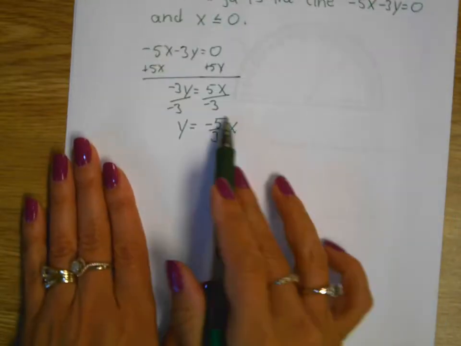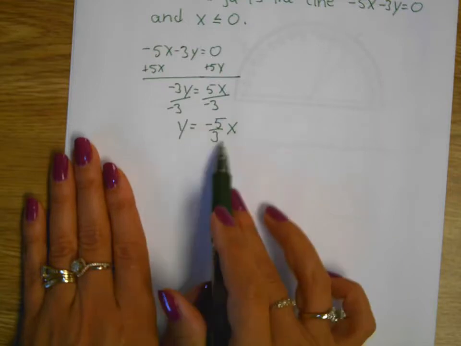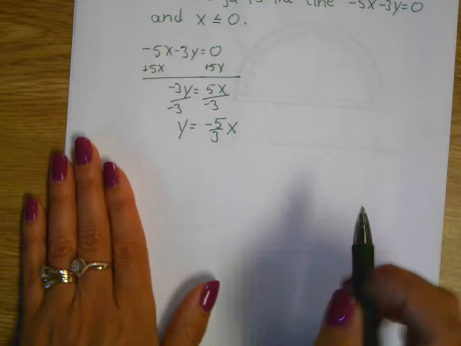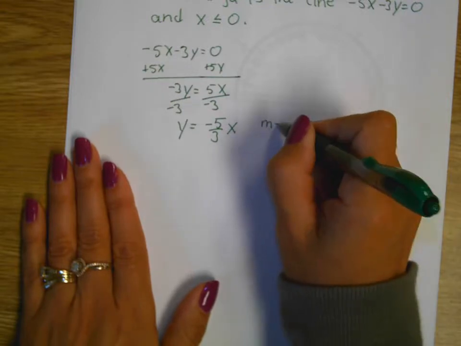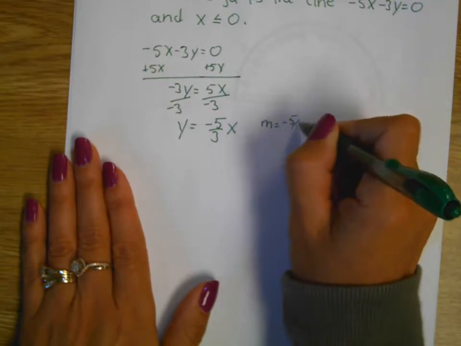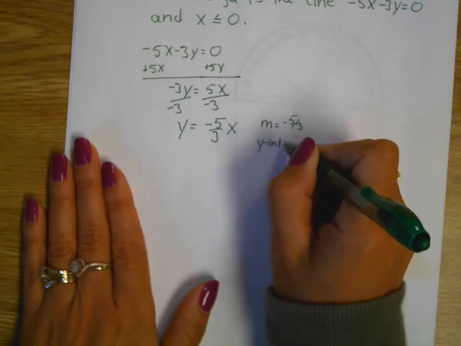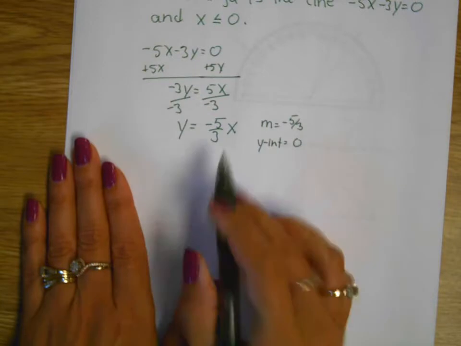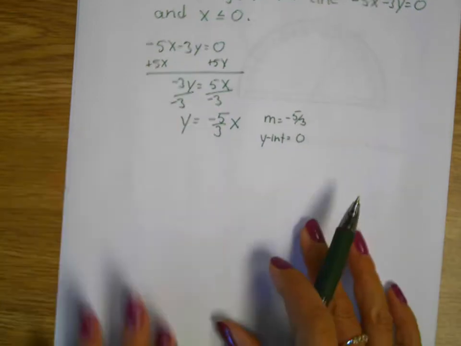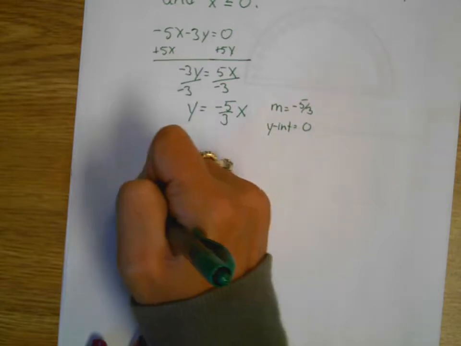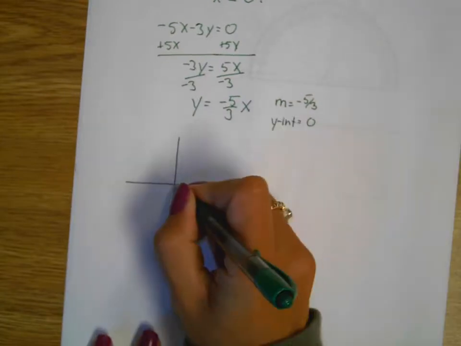So now that you see the line written like this, what can you tell me about this line? Adam. Slope is negative 5. Slope is negative 5/3. What's its y-intercept? It'd be 0, going through the origin, because there's no plus or minus a number here. All right. So we'll graph it. Passes through the origin.